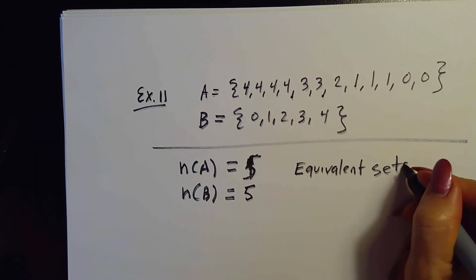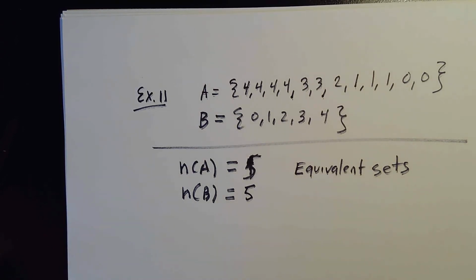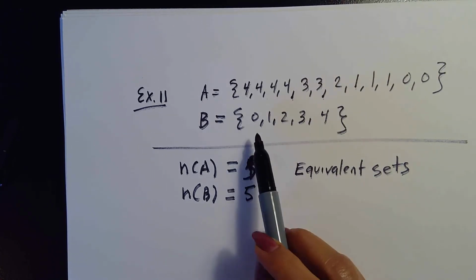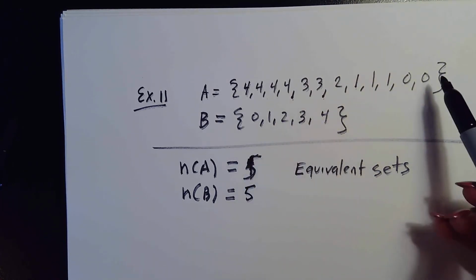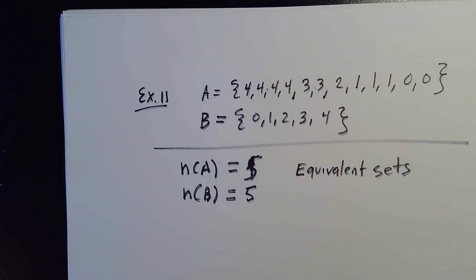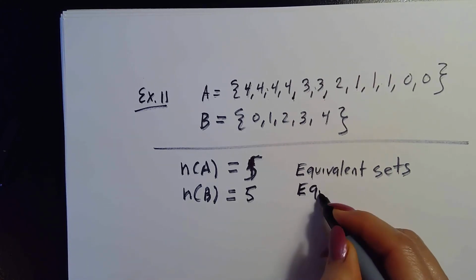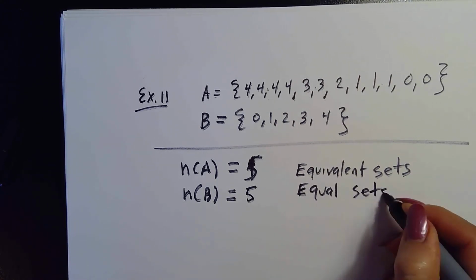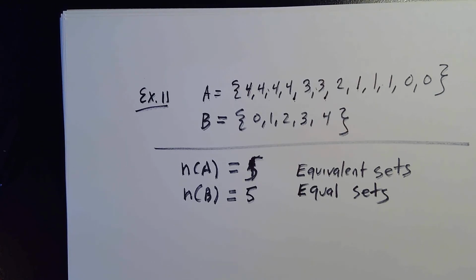Okay. The question is, are they equal also? Do they have identical numbers? Yes, 0, 1, 2, 3, 4 and 0, 1, 2, 3, 4. They are also equal sets because they have identical numbers. Even if they're not written in the same order, they're identical numbers.